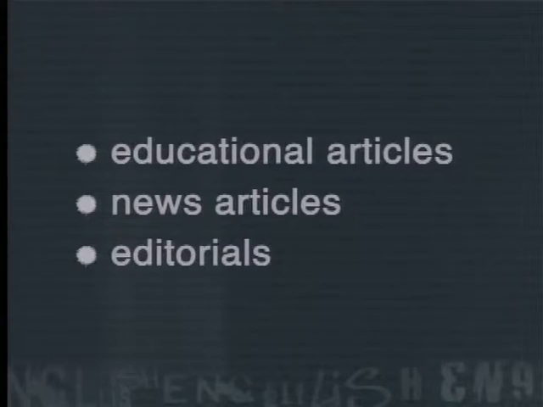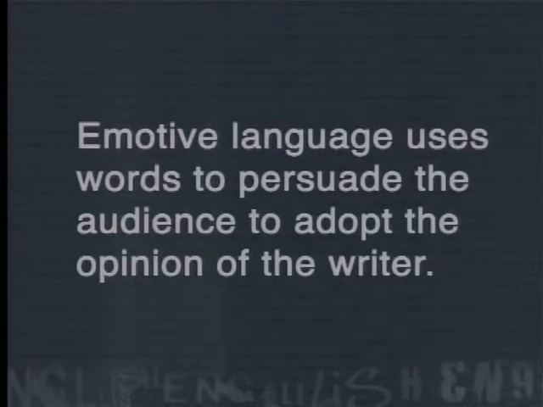Think about what sort of articles might appear in the newspaper on this subject. Here are a few examples. Educational articles in which people are told how to apply for a grant, news articles in which the need for childcare grants are discussed, editorials where people express their opinions about the grants. Now, of these types of texts, which do you think are more likely to contain facts and which do you think are more likely to contain emotions? Emotive language uses words to persuade the audience to adopt the opinion of the writer.